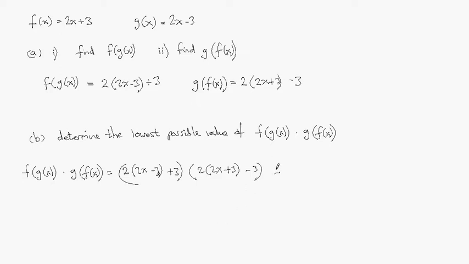and we can expand these brackets. 2 times 2x is 4x, 2 times minus 3 is minus 6, plus 3 will be just minus 3, so 4x minus 3, times, so the second bracket, 2 times 2x is 4x again, plus 2 times 3 is 6, minus 3 is just plus 3, so 4x plus 3.